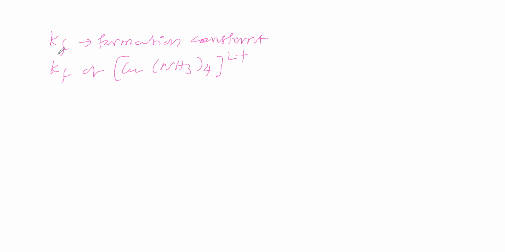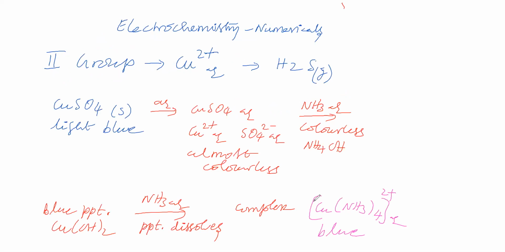Here, in Kf, F stands for formation. Formation of what? This complex. Therefore, in the equation, you write the complex on the right side. Why do we write the complex as a product? Because F stands for formation, formation of the complex. Therefore, the complex is the product. What is a reactant? Now you see how this complex is formed. The complex is formed by taking copper sulfate, water and ammonia.